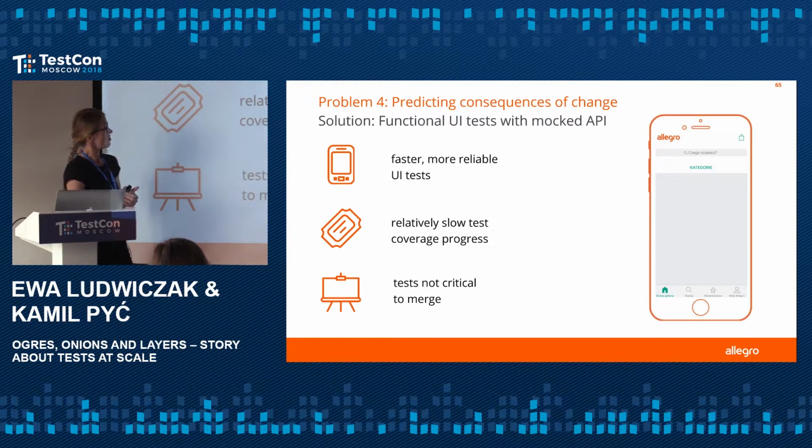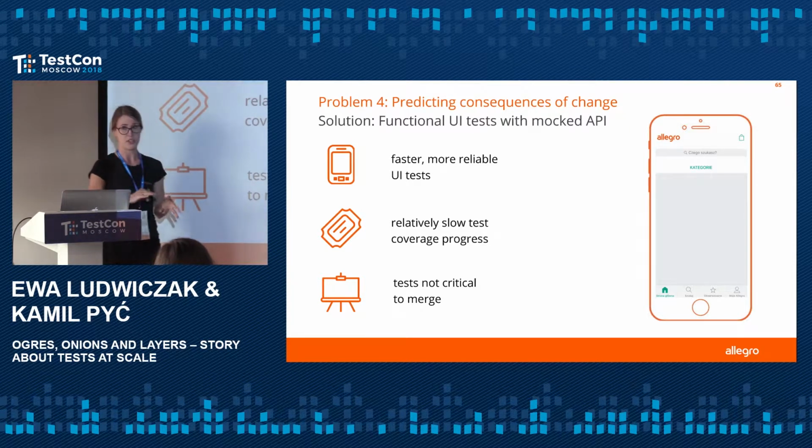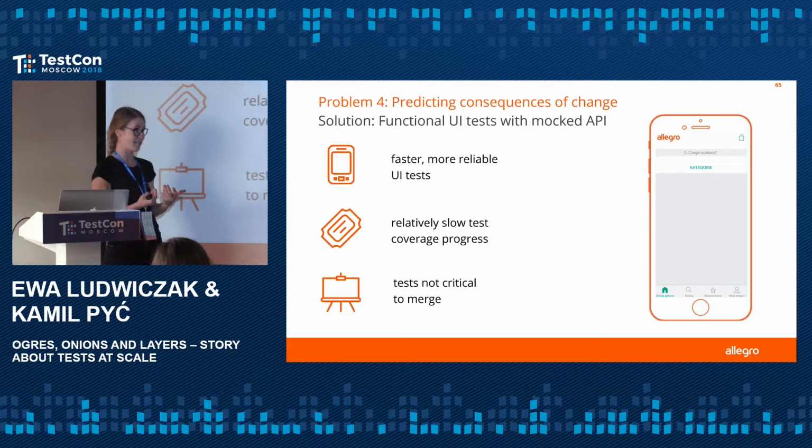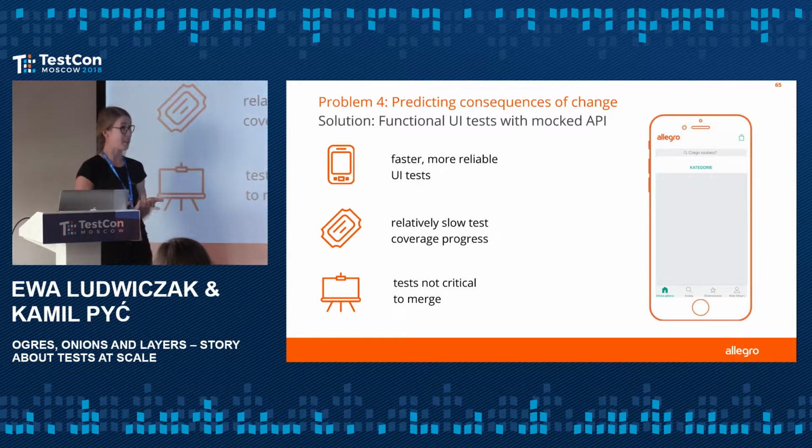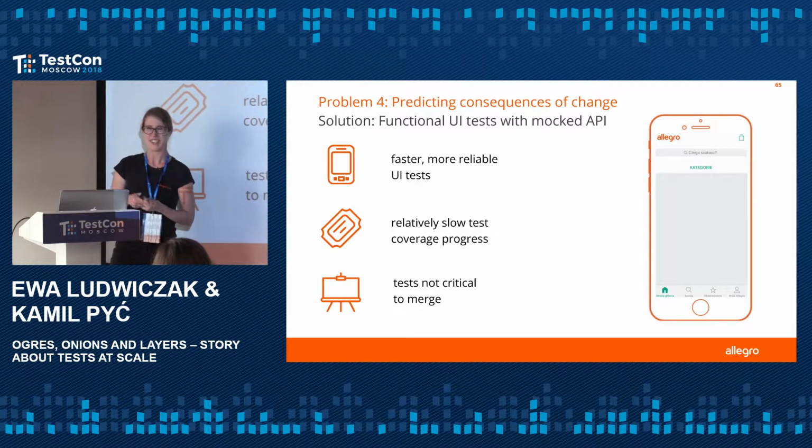Our UI test suite is also run after every merge to the develop branch, but it's not critical to merge. So sometimes as developers we tend to forget about running them before merge, and we sometimes forget about updating them. And it is also the issue we are struggling with right now, how to make our tests unforgettable.